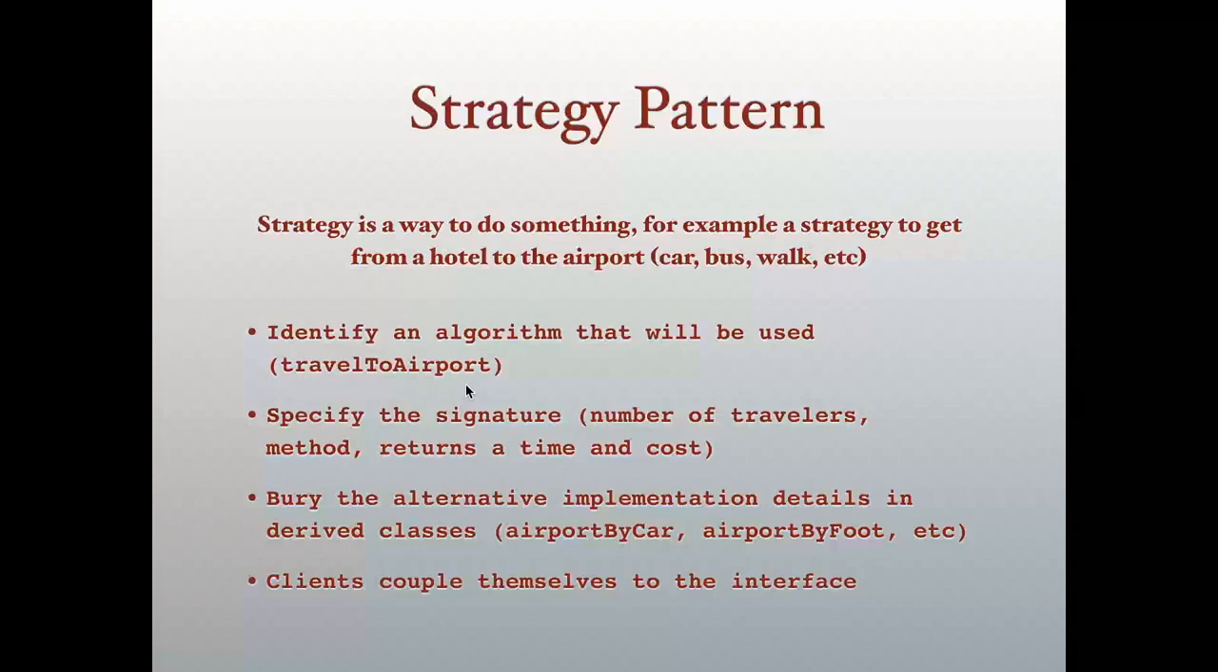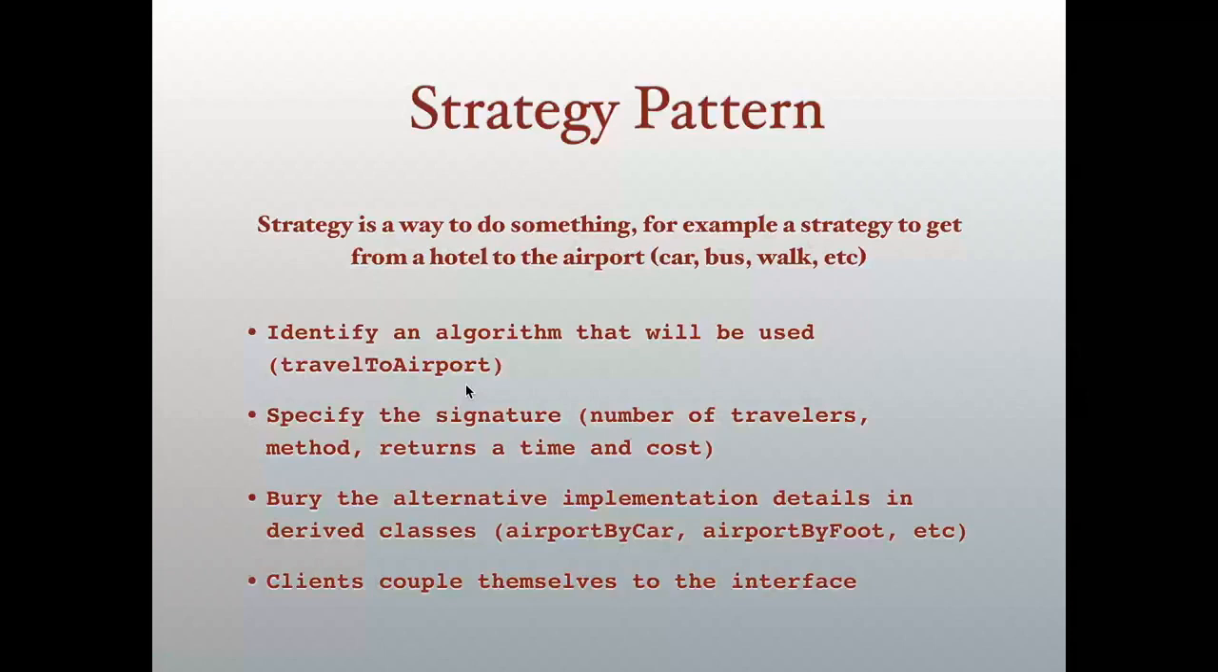In this case, what you want to do with the strategy pattern is first specify the signature. So for travel to airport, your signature is going to be, well, how many travelers? Is there a method that they've got, like by foot, by car, something like that? And then we're going to return a time and a cost. So my strategy is a travel to airport strategy. I'm going to give it a number of travelers and a basic method, and then it's going to kick back a time and a cost. And this is just to give you a hard example of what a strategy would be.